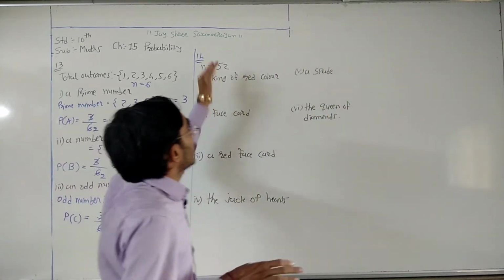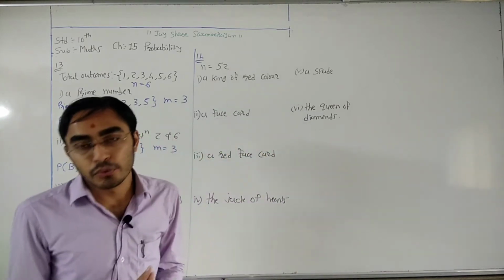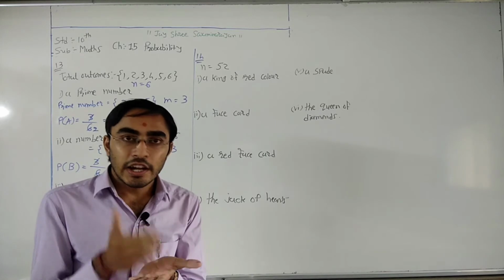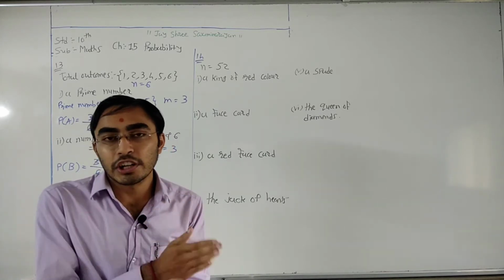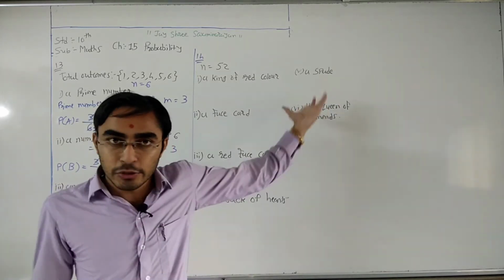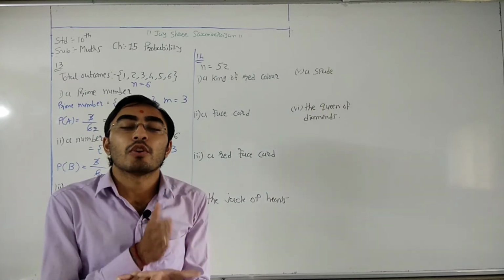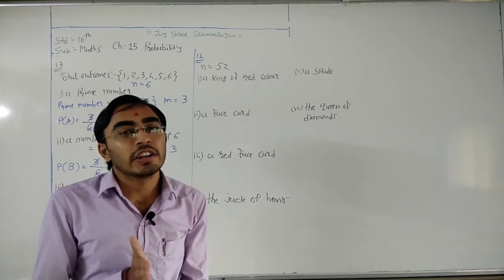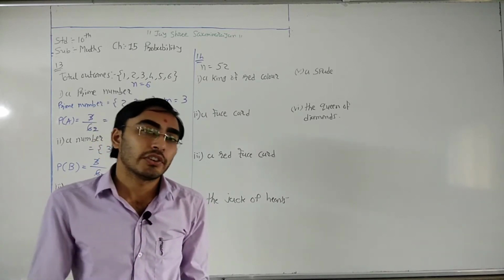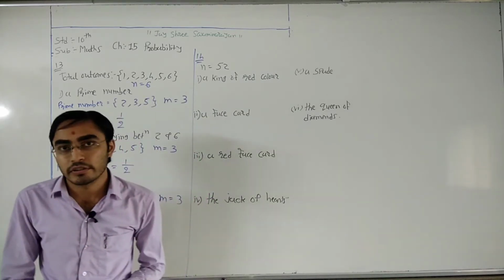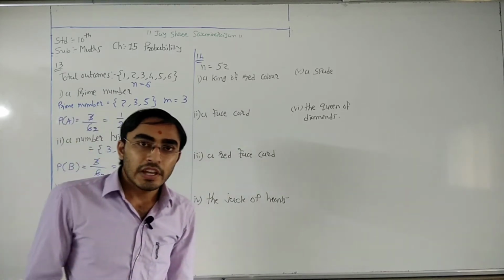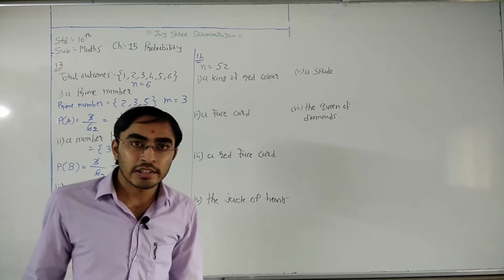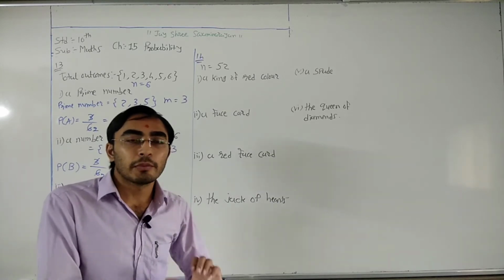Okay. Total how many cards we have? 52. So in that 52 cards, we have 4 patterns and each pattern has 13 cards. So 13 plus 13 plus 13 plus 13, 52. So 13 cards are of spade, 13 cards are of club, 13 cards are of heart and 13 cards are of diamond. Okay. In that, 26 cards have same color, red color, and other 26 cards have same color, black color.